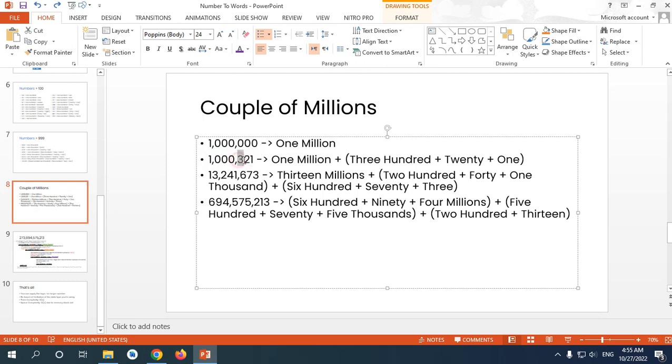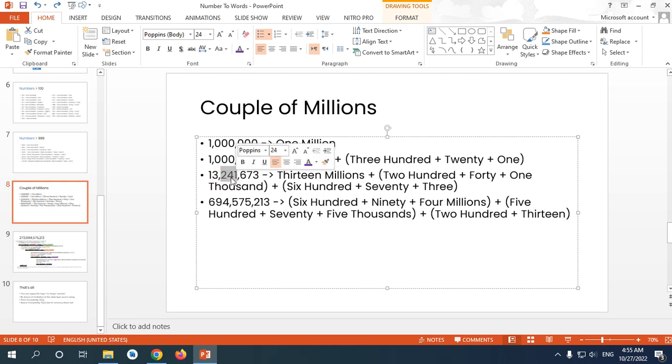How can we calculate it? 300, 2 digits are available, so we take the tens of 21 because it's greater than 20, which is 20 plus 1, so it's 1,321,000. All right, so a really big number is 13,241,673. How can we solve this? We have 13, which is just 2 digits, smaller than 20, so it's a unique value, which we just say as it is, 13 million.